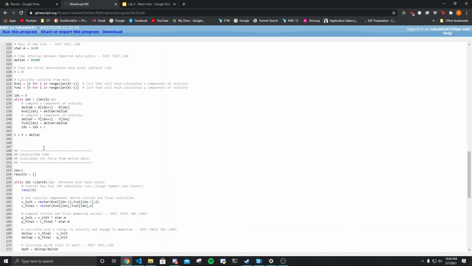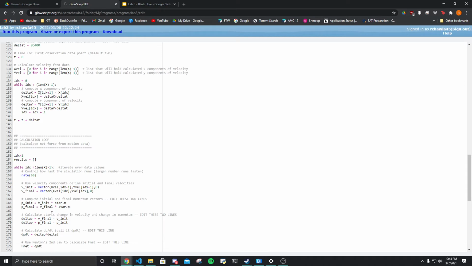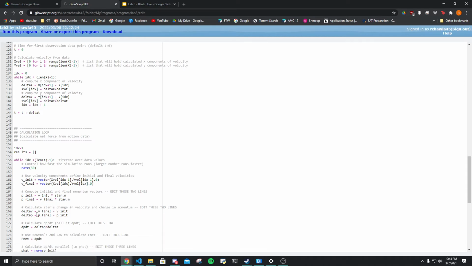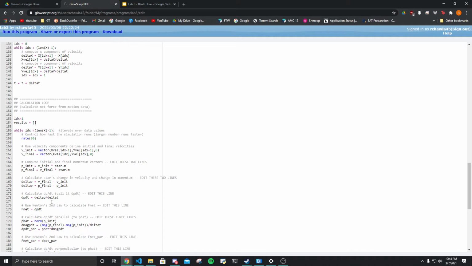And then when we go into the calculation loop, I compute the initial and final momentum vectors by basically performing the basic momentum equation, which is velocity times mass. And I do that for both the initial and the final values. Using that, I'm able to calculate the changes in velocity and momentum from the values that we just solved for. And then I plug this into the equation to solve for delta p over delta t, so change in momentum over change in time.